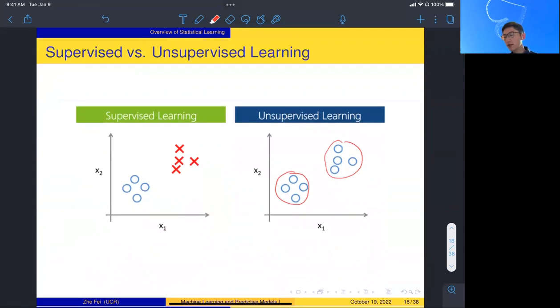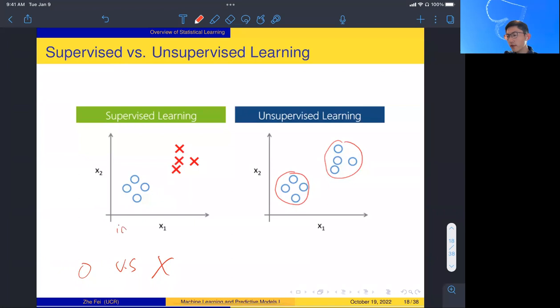Okay, so here's another example comparing these two tasks. We have these observations, whether they are circles or crosses. If we distinguish circle versus cross, then these data points are labeled. They have two different labels, circle or cross. And whether a data point is a circle or a cross depends on your input values, x1 or x2. So here, x1 and x2 are the input variables.